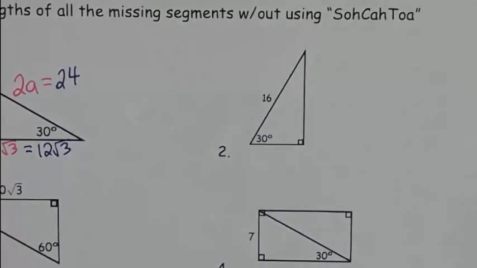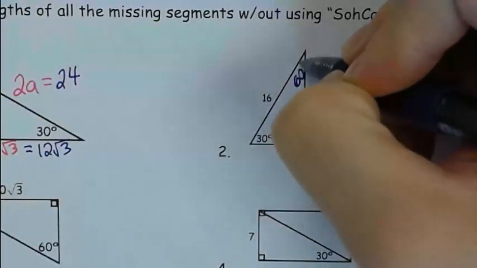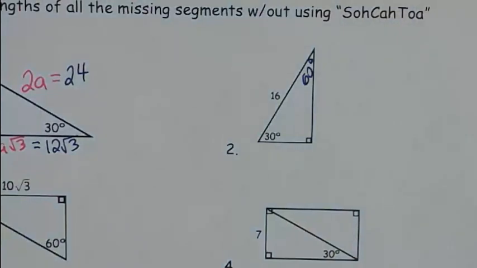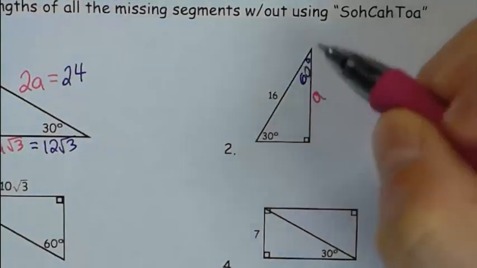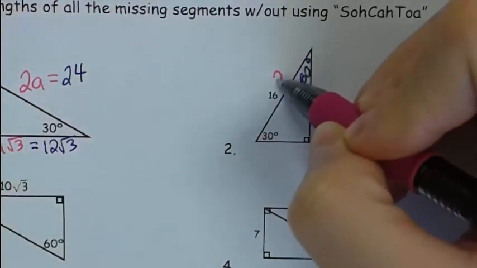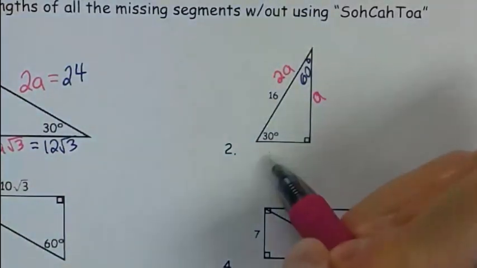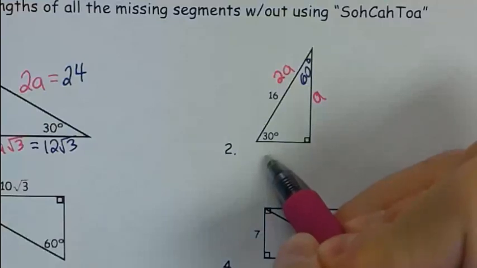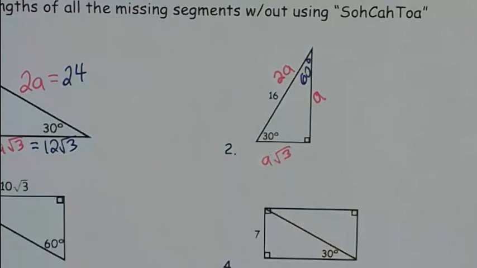So in number 2, like before, we want to fill in our missing angle of 60 degrees. And we want to label what all these sides are. Based on our pattern, our 30-degree side is A, our hypotenuse is 2A, and our 60-degree side is A times the square root of 3. Also, these are not to scale, even though it looks like the 60-degree side is shorter. We're just not going to worry about that right now.